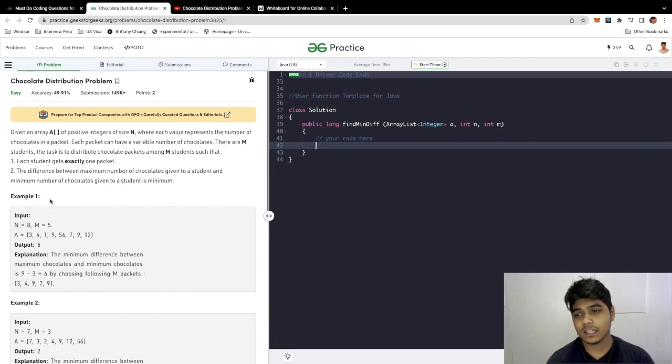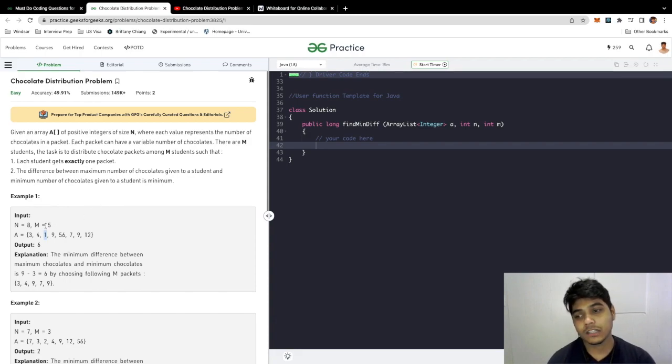The idea is that we are given an array, and the problem is to find a way of distributing these chocolate packets. For example, the first packet would have three chocolates in it, the second packet would have four, and the third one would have one. The problem is to find a distribution by which the difference between the kid who gets the least amount of chocolate and the kid who gets the maximum amount of chocolate is minimal.